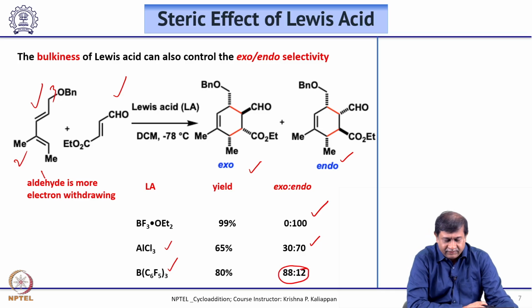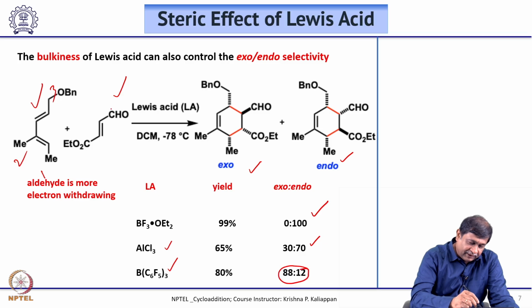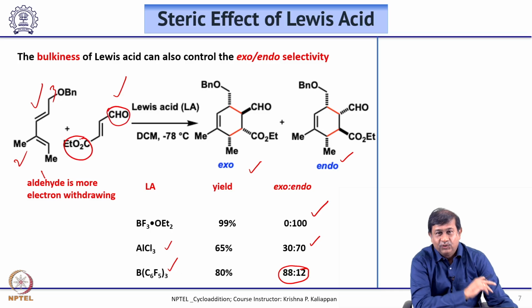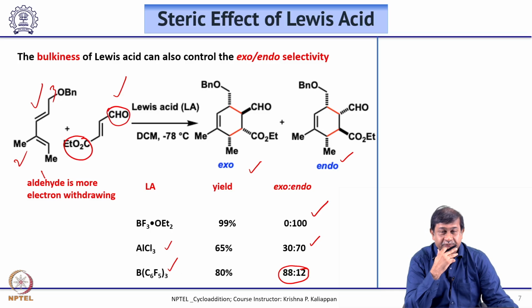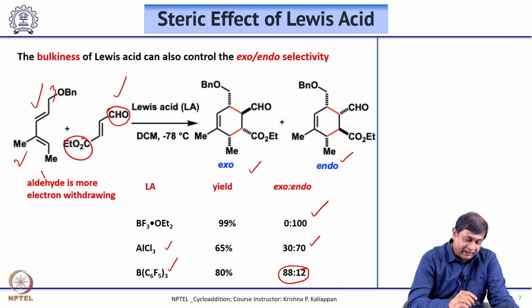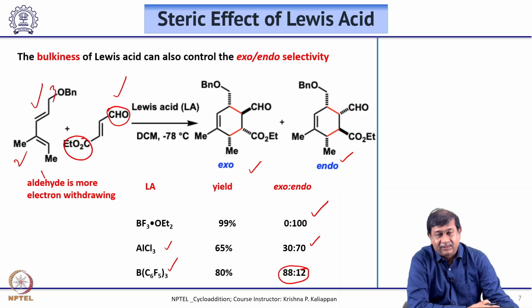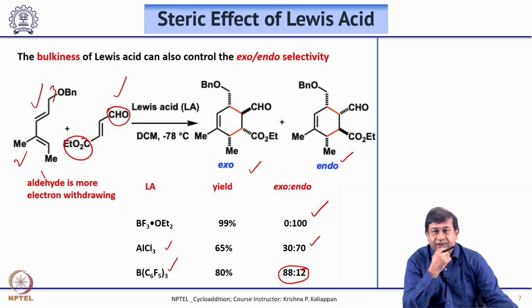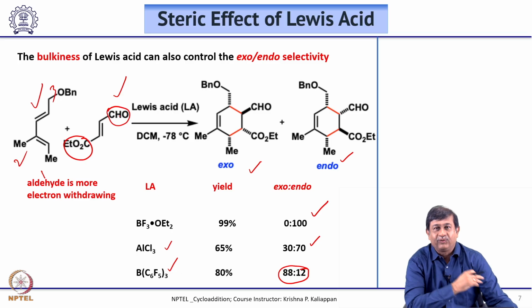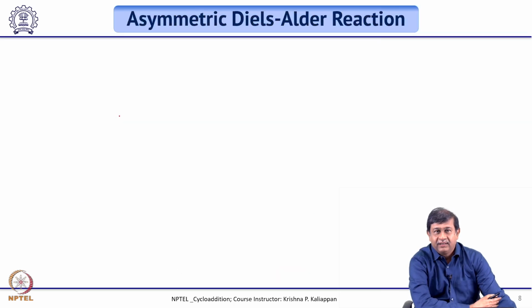Okay. Here I also have to tell you there are 2 electron withdrawing groups. One is aldehyde, the other one is ester. So, which one will the Lewis acid coordinate with? So, that also is very important. Okay. So, between aldehyde and ester, obviously the aldehyde is the one which is more electron withdrawing. So, then the aldehyde only will coordinate with the Lewis acid. That determines the stereochemical outcome of this particular Diels-Alder reaction.